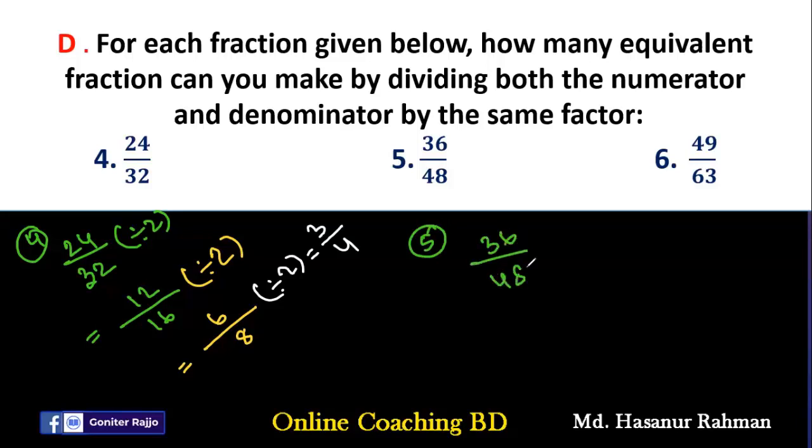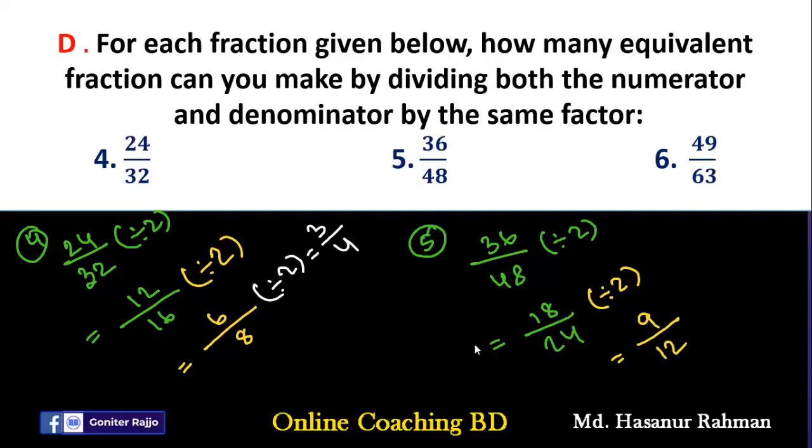Now number 5. Number 5 says 36 by 48. So how can we solve it? We can first divide it by 2. So 36 divided by 2, it will be 18. And 48 by 2, that will be 24. Then we have to divide this fraction by 2. Look, 18 divided by 2, it will be 9. 24 divided by 2, it will be 12.